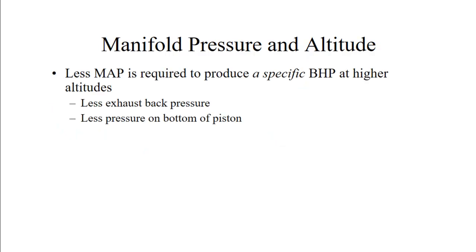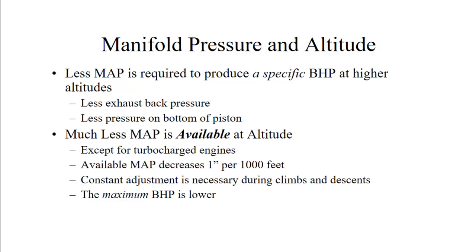So, less manifold pressure is required to produce a specific RPM at higher altitudes because of those two factors, but much less manifold pressure is available up there as well, unless you have a turbocharged engine. So, therefore, the maximum brake horsepower that you can get out of the engine is less at higher altitudes.